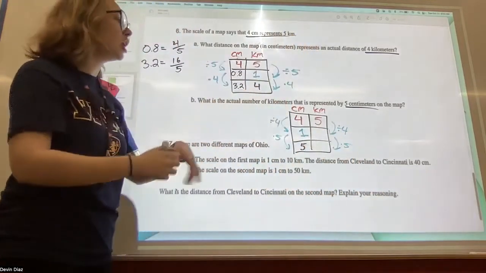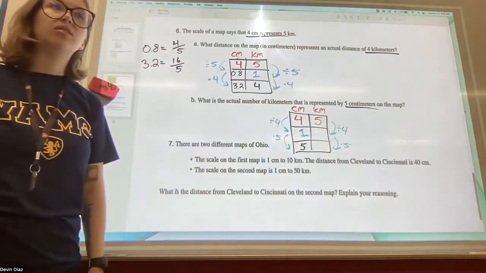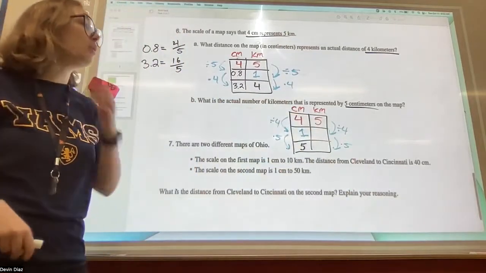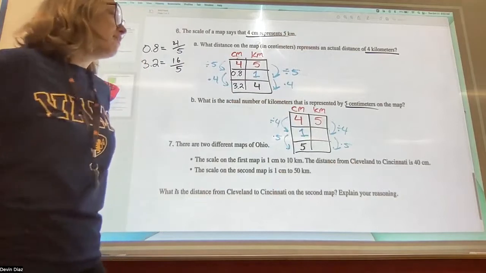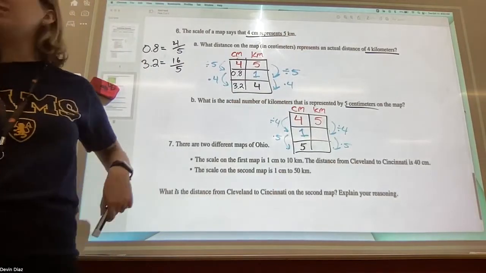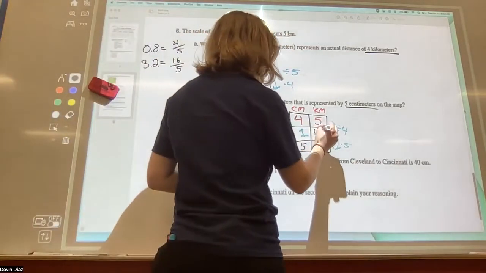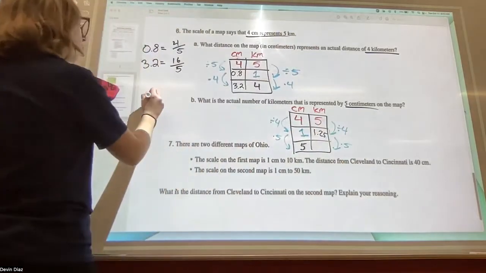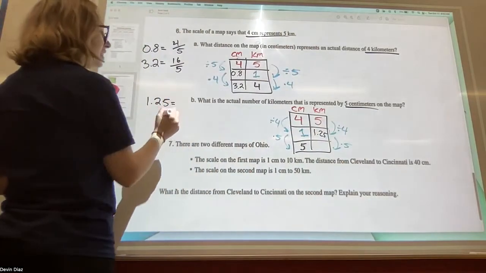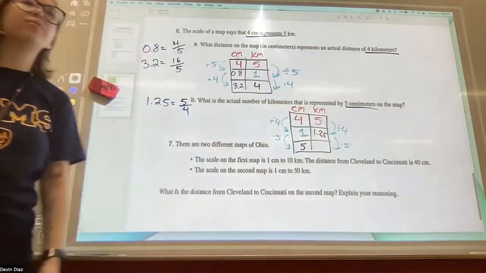A big mistake, because I saw people go divide by 4 on this side and divide by 5 on that side. We can't do that. Just like I keep saying, what we do to one side, we do to the other. 5 divided by 4. Who can tell me what 5 divided by 4 is? Yes. 1.25. Excellent. 1.25 is the same as 5 fourths, because isn't that 5 divided by 4?